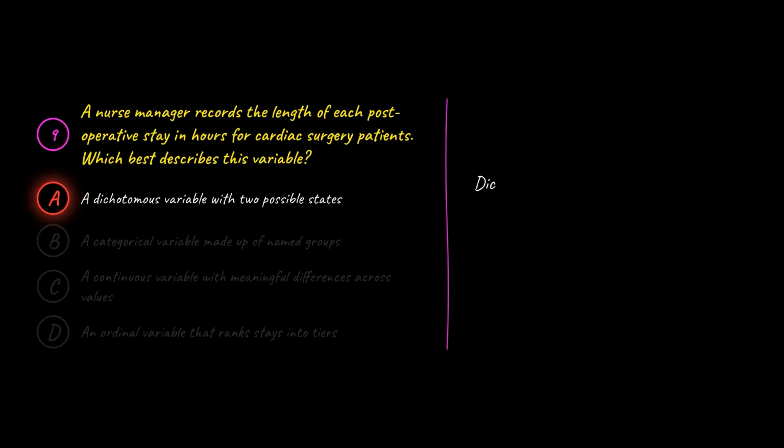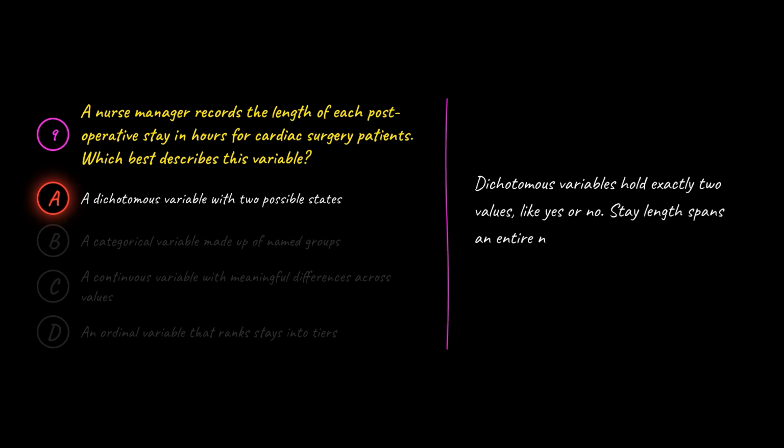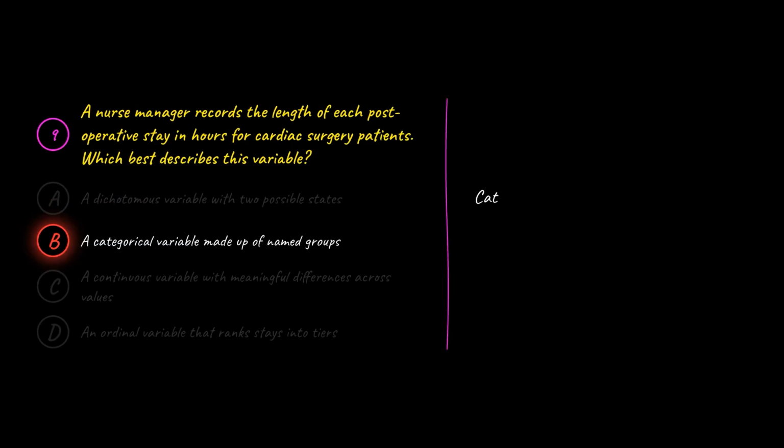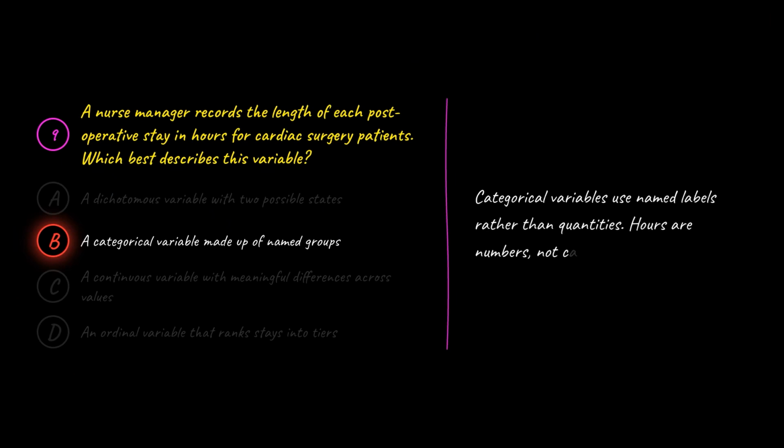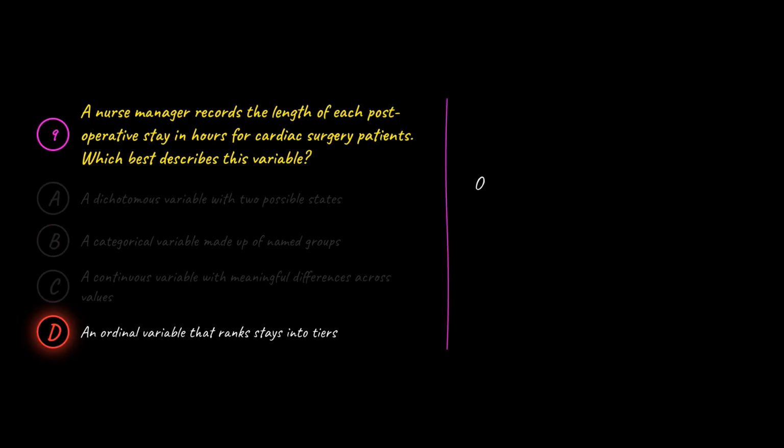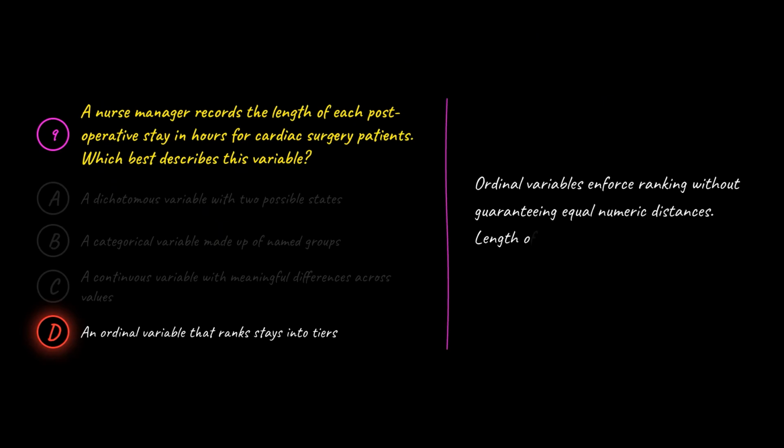A is wrong because dichotomous variables hold exactly two values, like yes or no. Stay length spans an entire numeric range, far beyond two categories. B is wrong because categorical variables use named labels rather than quantities. Hours are numbers, not category names. D is wrong because ordinal variables enforce ranking without guaranteeing equal numeric distances. Length of stay is fully quantitative, so it surpasses ordinal characteristics.